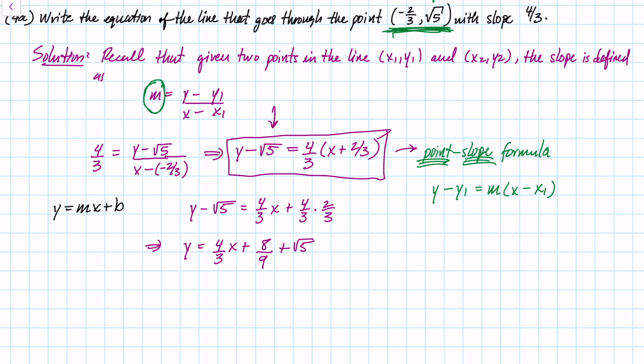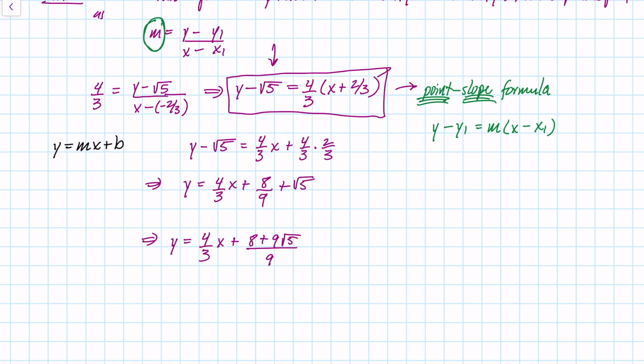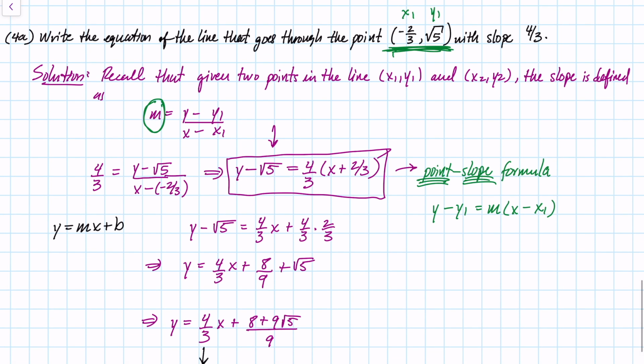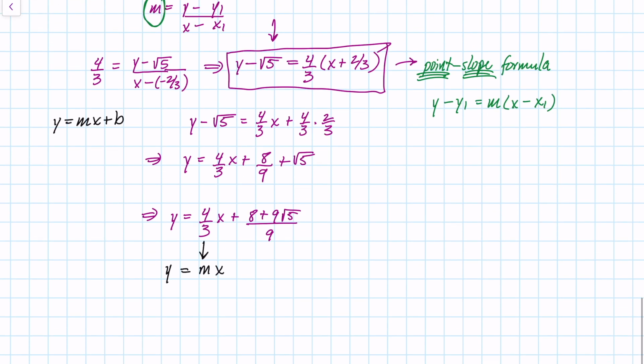Okay, and if you want to combine these two terms in just one term, this will become 4/3 x plus (8 plus 9 square root of 5) divided by 9. Okay, and now this is of the form y equals mx plus b. Your m is 4/3. That was actually given over here. And my b is this fraction over here. Okay, so either one works.